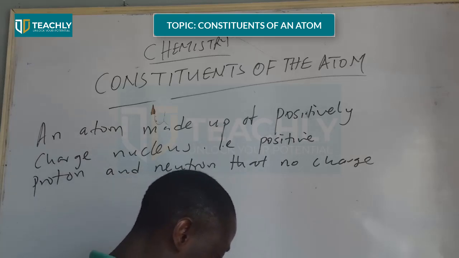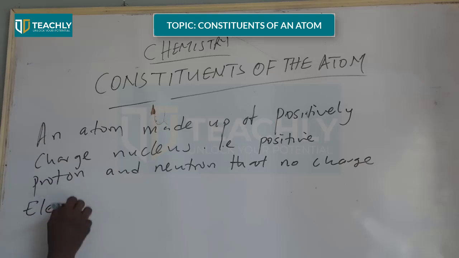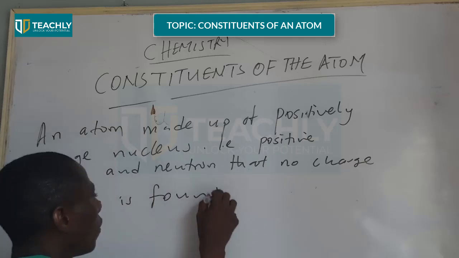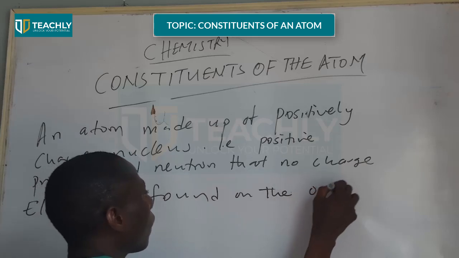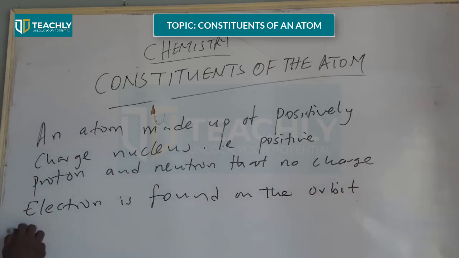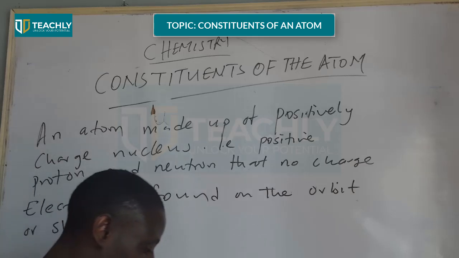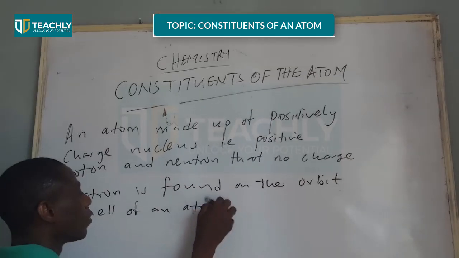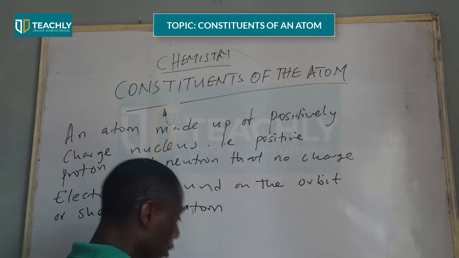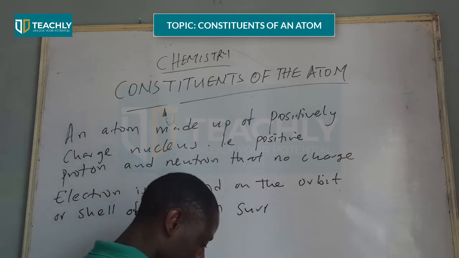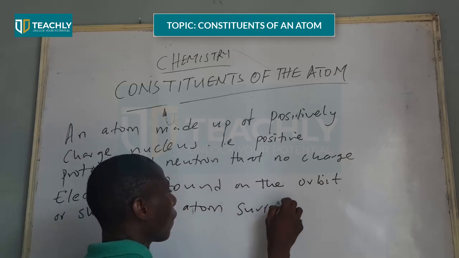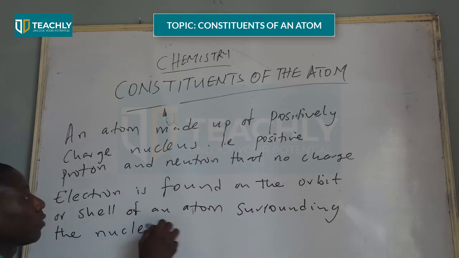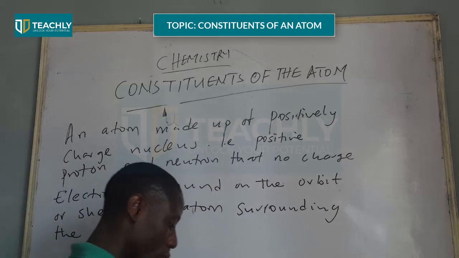Apart from that, electron is found on the orbit or shell of an atom, surrounding the nucleus.